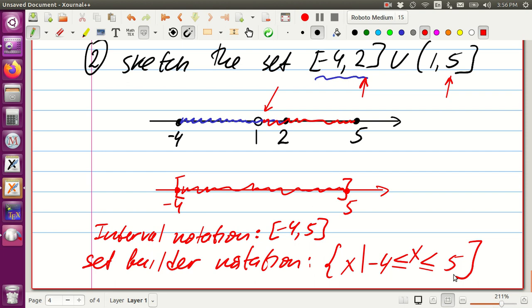And I think that's probably a good place to stop, because in the next lecture we're going to use these ideas to solve inequalities. And I'll see you in the next lecture.